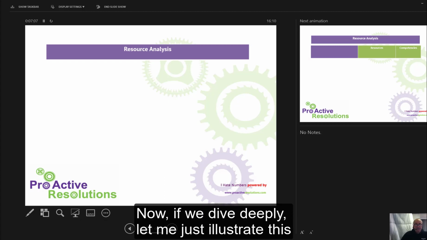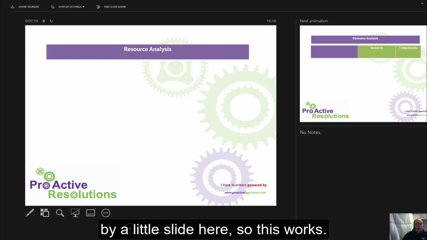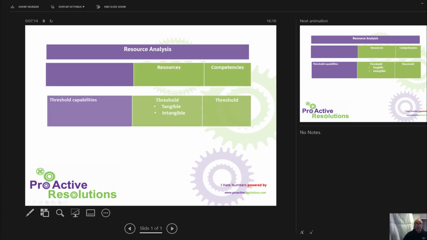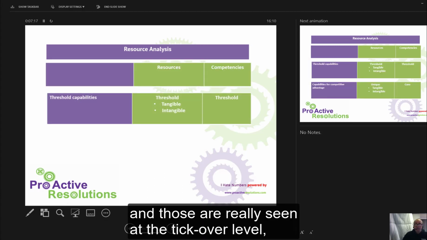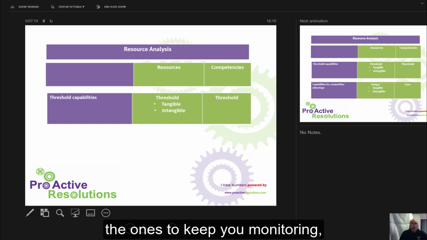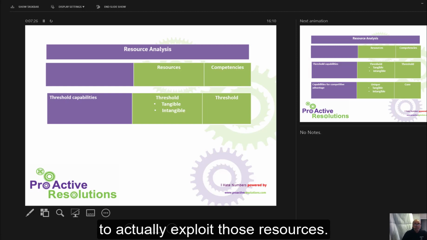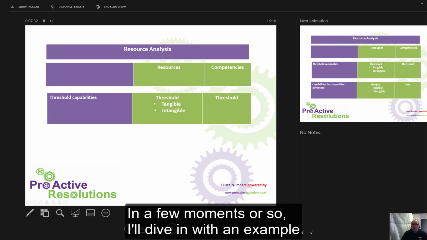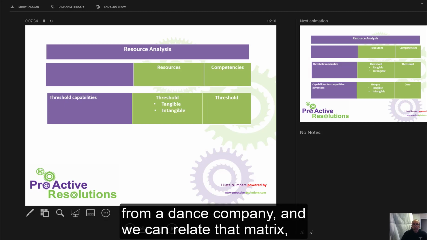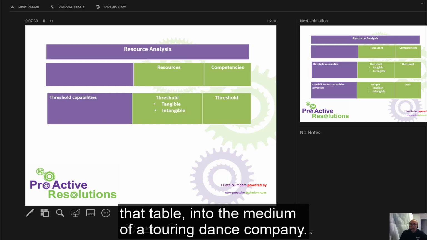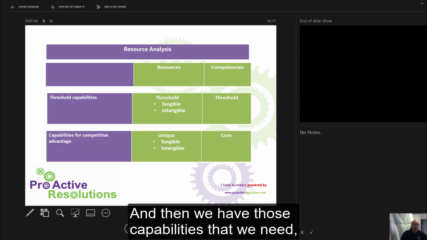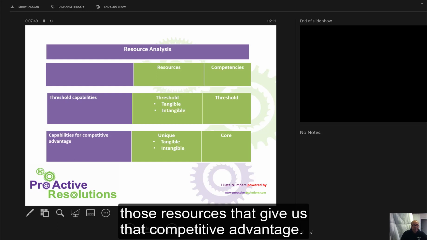Now, if we dive deeply, let me just illustrate this with a little slide here. We talked about threshold capabilities, and those are really seen at the tick over level, the ones to keep your business going. Within that, we need suitable resources, and we also need those competencies to actually exploit those resources. In a few moments, I'll dive in with an example from a dance company, and we can relate that matrix, that table, into the medium of a touring dance company. And then we have those capabilities that we need, those resources that give us that competitive advantage.